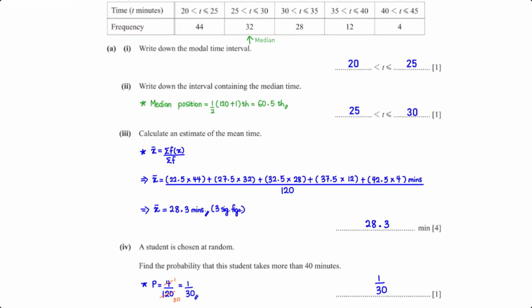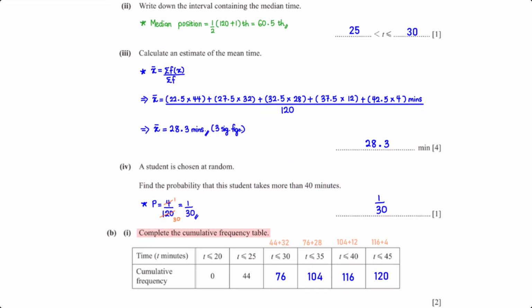A student is chosen at random. Find the probability that this student takes more than 40 minutes. This probability is equal to the number of students who take more than 40 minutes, which is 4, divided by the total number of students, which is 120. This simplifies to 1 over 30.